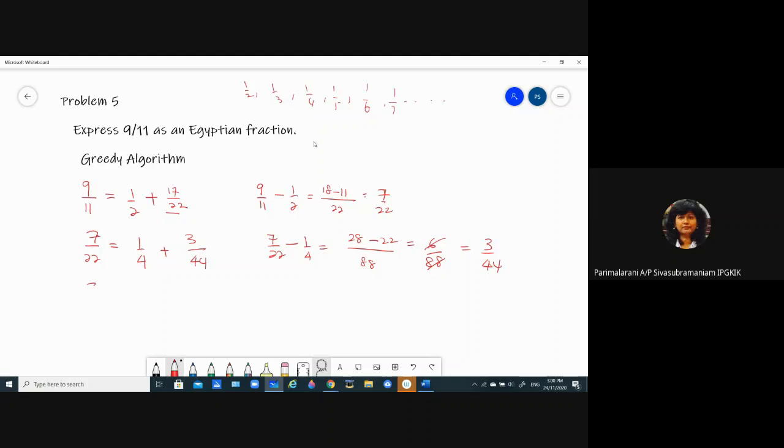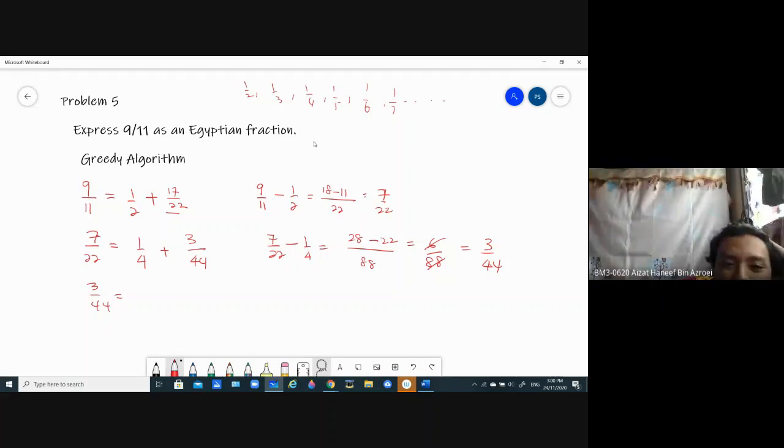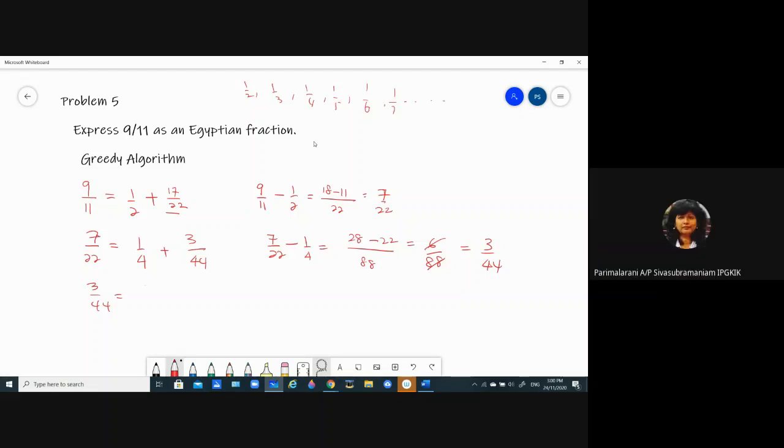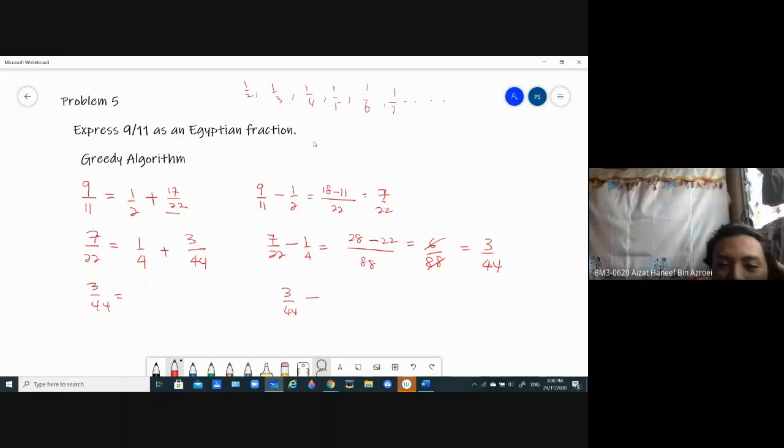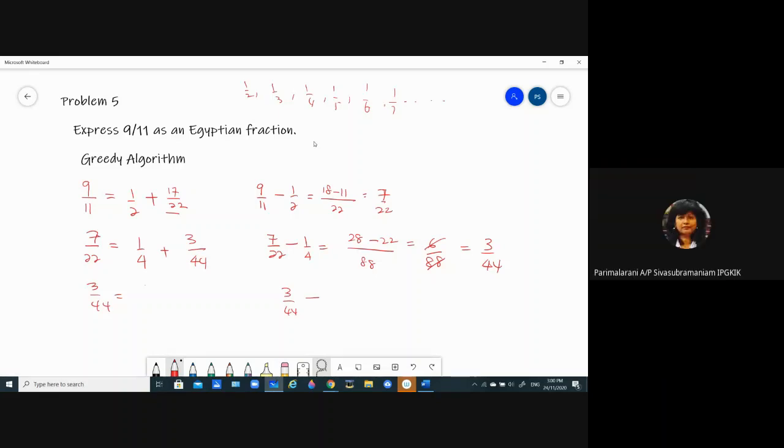Still not a unit fraction. So change 3 over 44. What's the fraction that we are going to use now? If we use 1 over 4, 4 times 3 is only 12. 12 minus 44 is a negative number. So what fraction can we use here? Can anyone suggest a fraction? 1 over 6? 6 times 3 is 18. Still small, because we want to subtract this fraction. So here, we want to get something more than 44. So what fraction can we use?